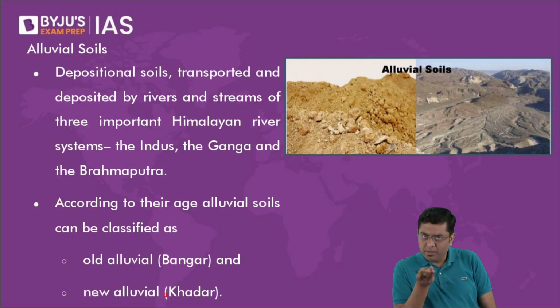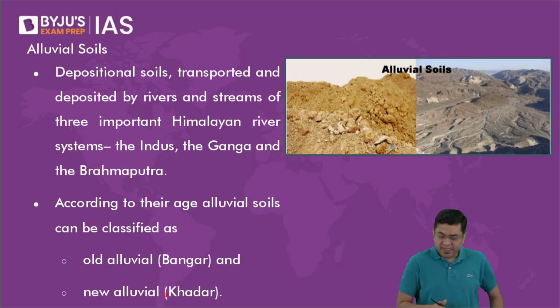UP, Bihar, West Bengal, then the region of Punjab, Haryana, Assam, their entire economy, my dear friend, is dependent on the presence of alluvial soil. The entire population distribution in that area is impacted due to the presence of alluvial soil. Okay, so I hope now that is clear.